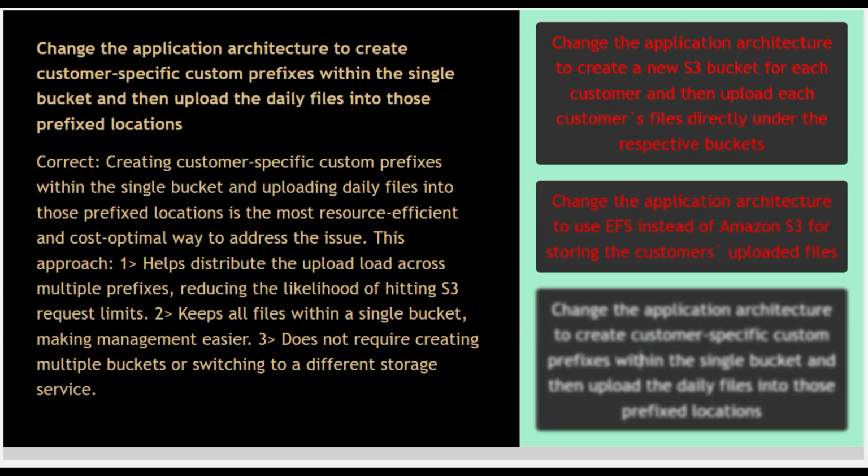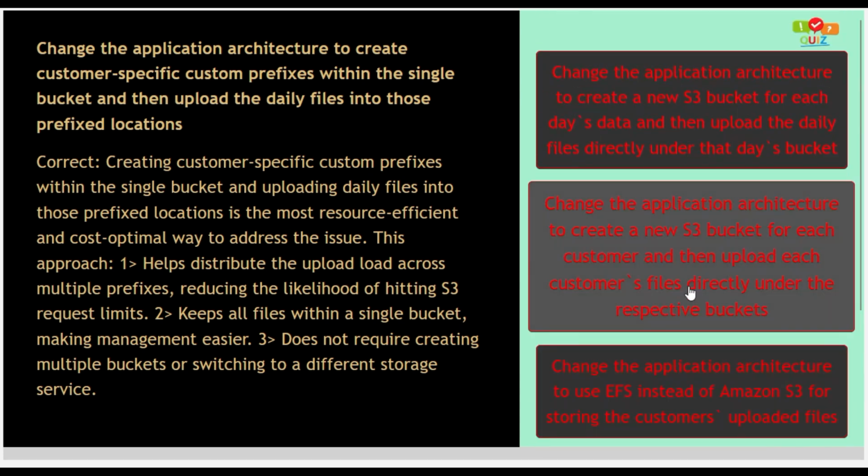Option number 4. Change the application architecture to create customer-specific custom prefixes within the single bucket and then upload the daily files into those prefix locations. This option is correct, as creating customer-specific custom prefixes within the single bucket and uploading daily files into those prefix locations is the most resource-efficient and cost-optimal way to address the issue. This approach helps distribute the upload load across multiple prefixes, reducing the likelihood of hitting S3 request limits, keeps all the files within a single bucket, making management easier, and does not require creating multiple buckets or switching to a different storage service. At last, option number 4 is the correct answer.